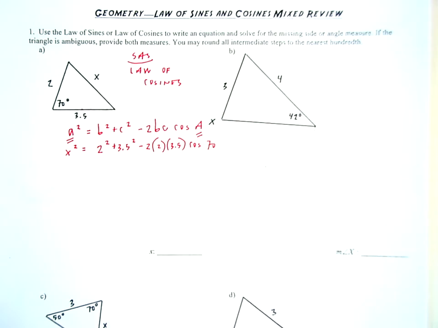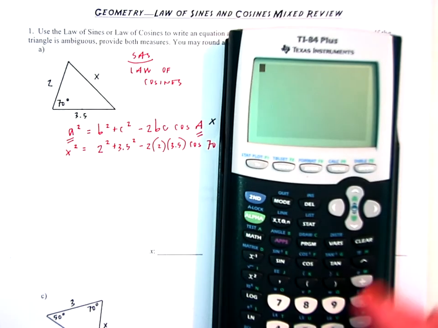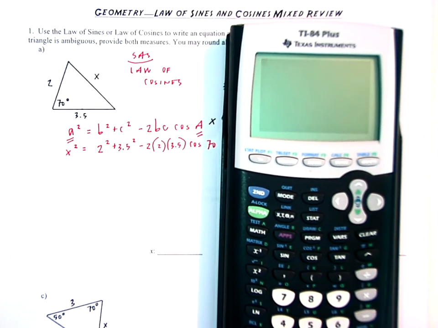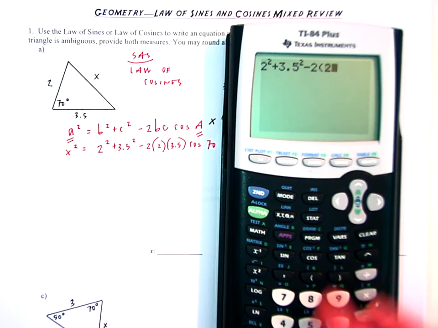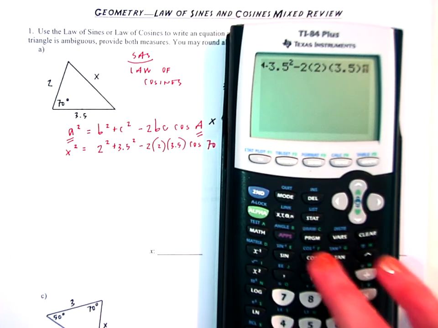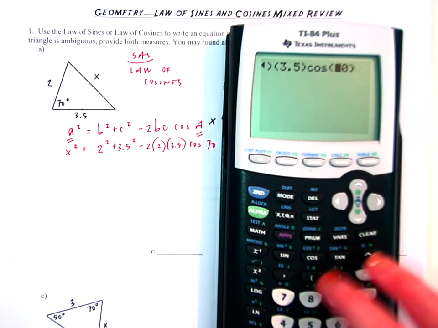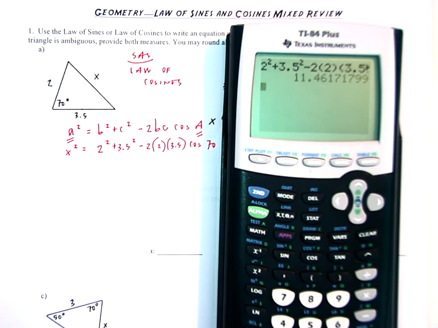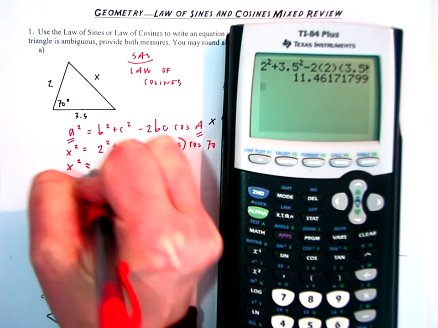Okay, so what's nice about this is that I can plug straight into my calculator. So here we go. Let me just clear whatever was in there. So I can say 2 squared plus 3.5 squared minus 2 times 2 times 3.5 times cosine 70. Oops, didn't mean to do inverse cosine, regular cosine. Cosine 70. Okay, so there we go. So I get about 11.46. So let me record that to 2 decimal places. X squared is about 11.46.